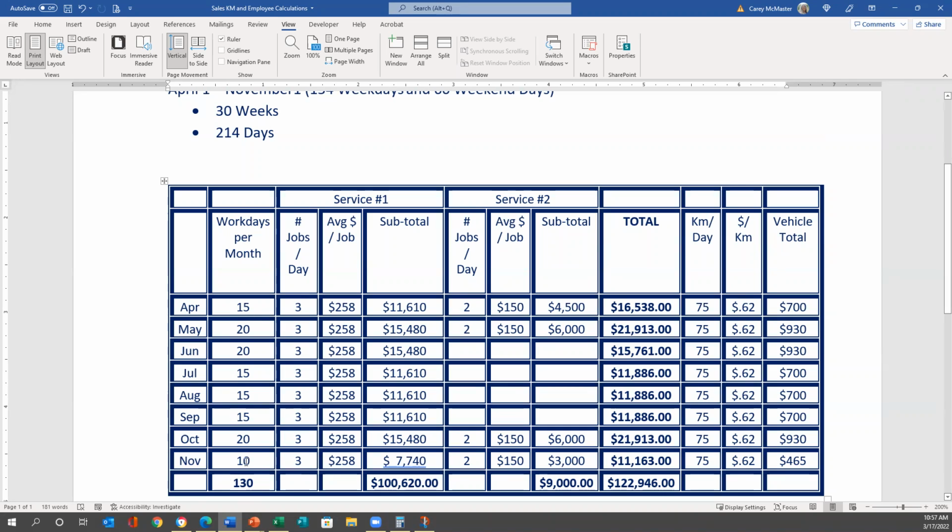So because it's seasonal and I know how the seasons work, I anticipate based on weather how many work days there are per month.